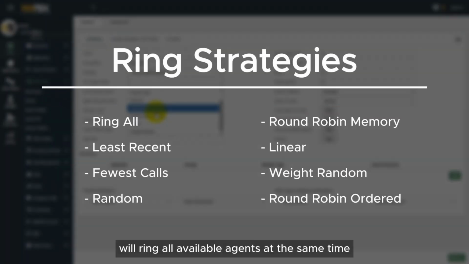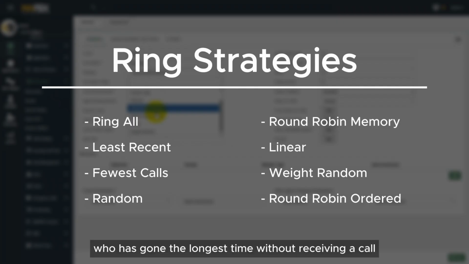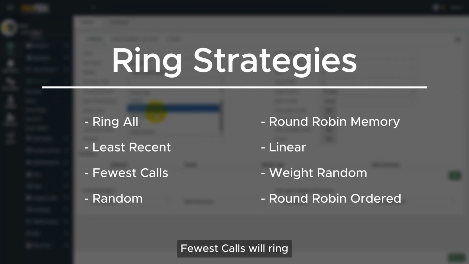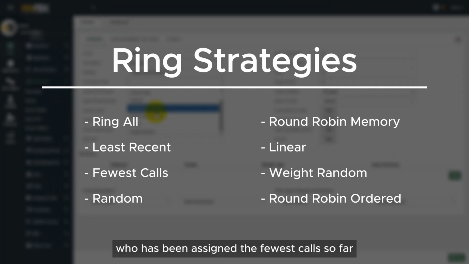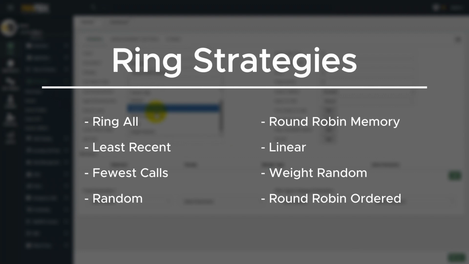Ring All will ring all available agents at the same time. Please note that this strategy is not recommended if you need accurate statistics in your agent reports. Least Recent will ring the agent who has gone the longest time without receiving a call. Fewest Calls will ring the agent who has been assigned the fewest calls so far. Random will randomly ring any available agent.